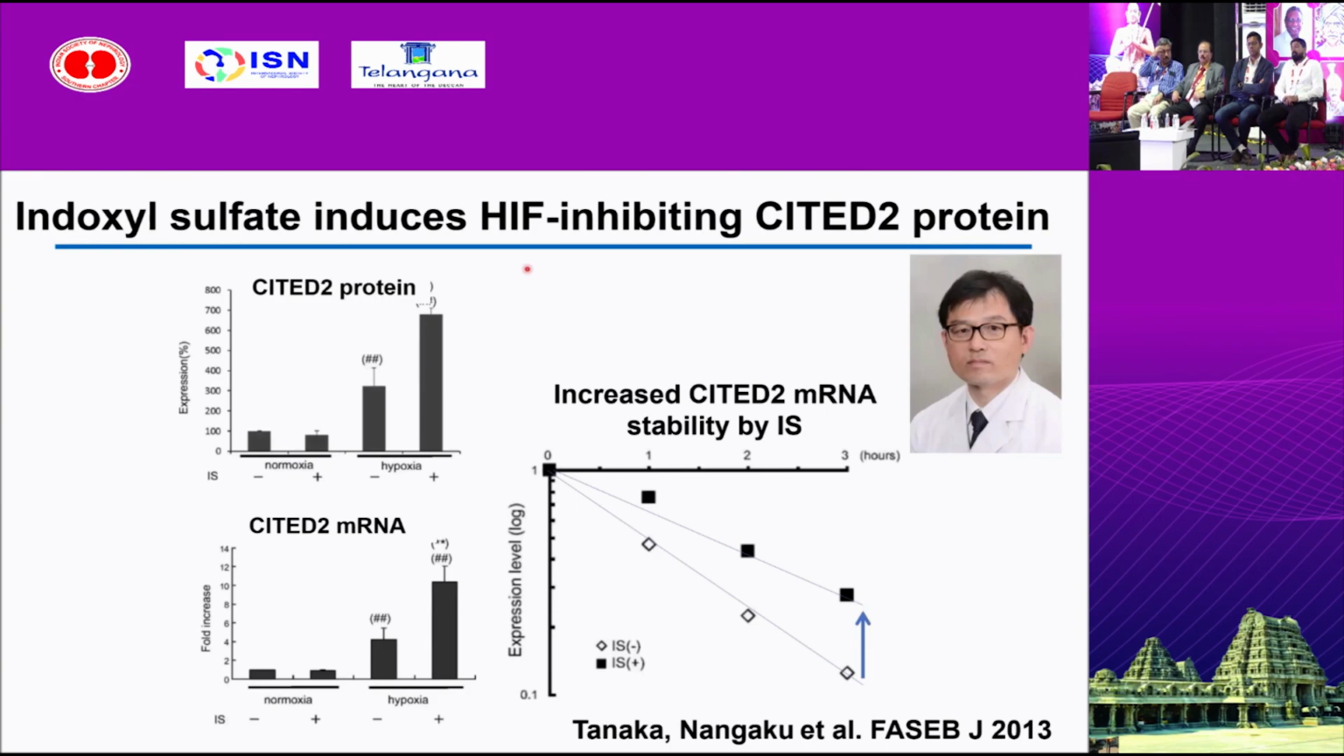In patients with anemia in CKD, hypoxia in the kidney should increase EPO production. However, we showed that uremic states suppress HIF activation. For example, indoxyl sulfate, a representative uremic toxin, induces HIF inhibiting cytid 2 protein. Thus, under uremic conditions, patients cannot activate HIF in an appropriate manner, and this aggravates anemia in CKD because these patients cannot express EPO in an appropriate manner.